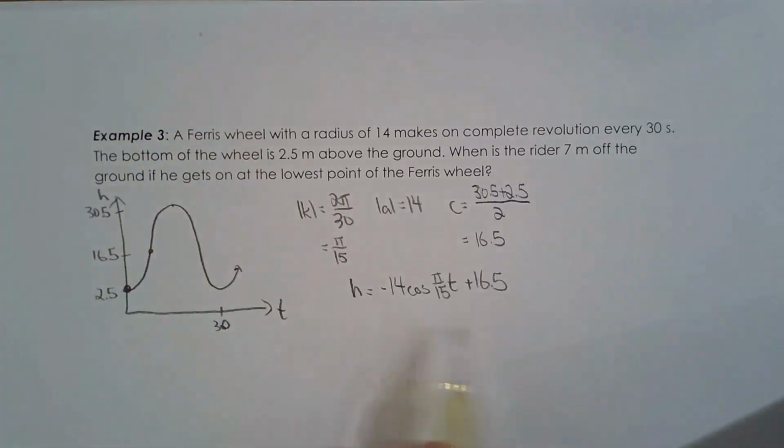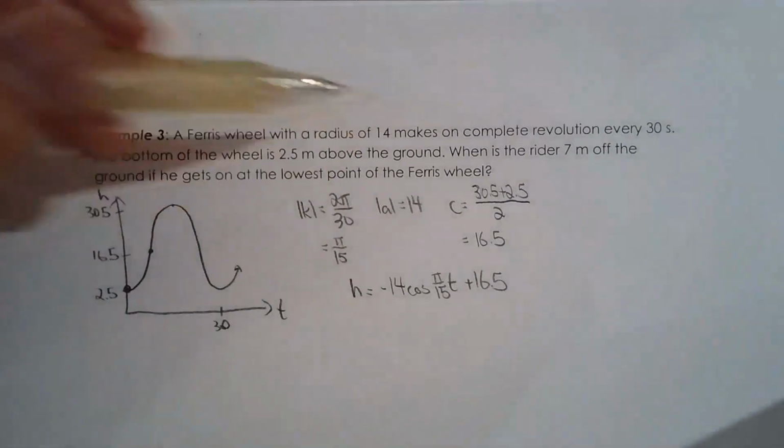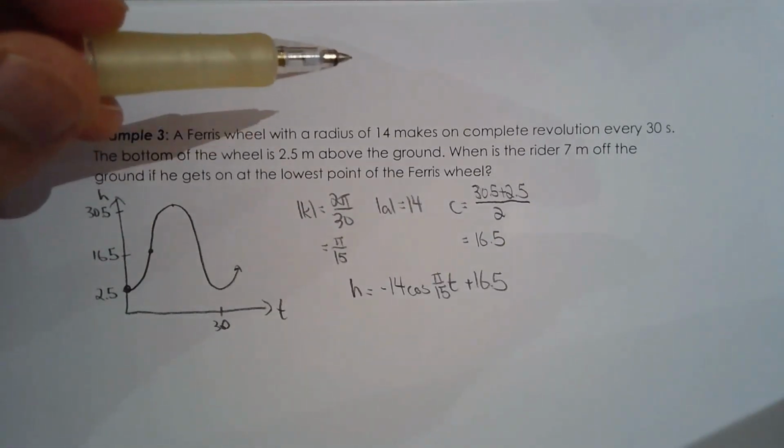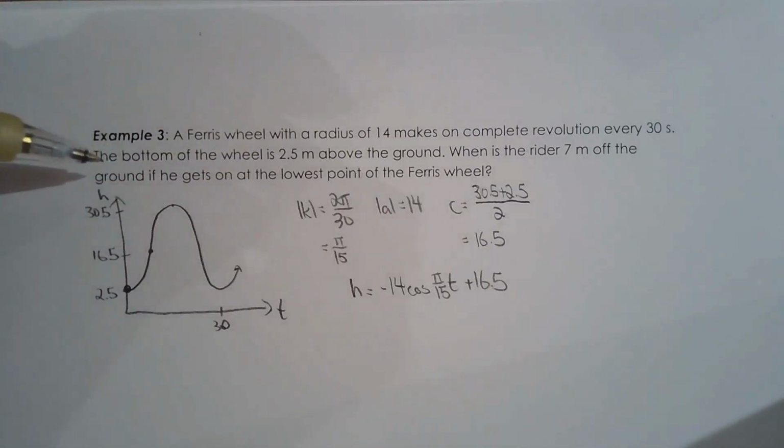This is really critical because if this is wrong, then really there's no point in progressing. When is the rider 7 meters off the ground? So there's a big problem with this question. Not a problem, but you should really look at it and say, it doesn't tell me when he's getting off the ride. He's on this ride forever. For all I know, he lives on this Ferris wheel.